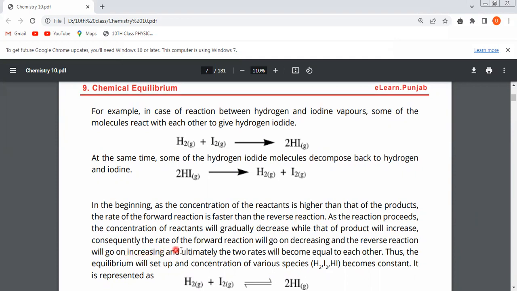Consequently, the rate of forward reaction will go on decreasing and the rate of reverse reaction will go on increasing, and ultimately the two rates will become equal to each other. Thus the equilibrium is set up and the concentrations of various species become constant. It is represented as H2 plus I2 forward and reverse to 2HI.